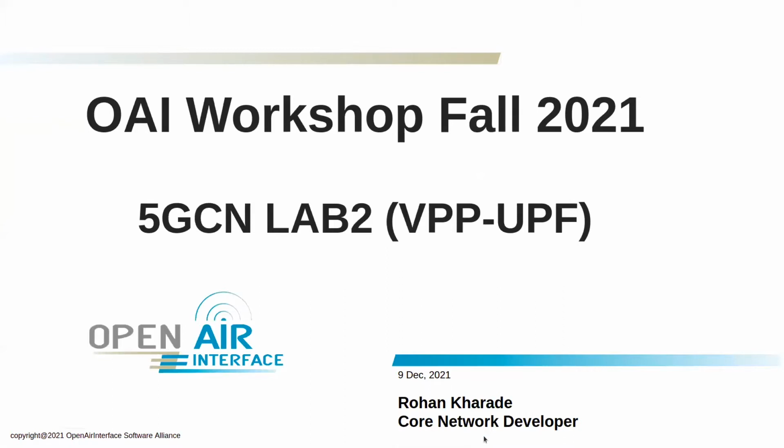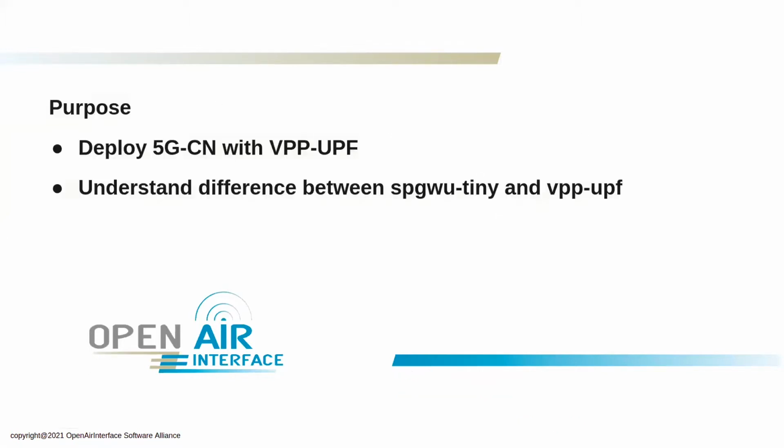Yeah. So hi, this is Rohan here. So we will start lab 2. Basically it will be deployment of core network with VPP UPF. There are two objectives of this lab: we deploy 5G CN with VPP UPF, and then we will try to understand how it's different from the previous lab that we did with SPGW-U-Tiny.